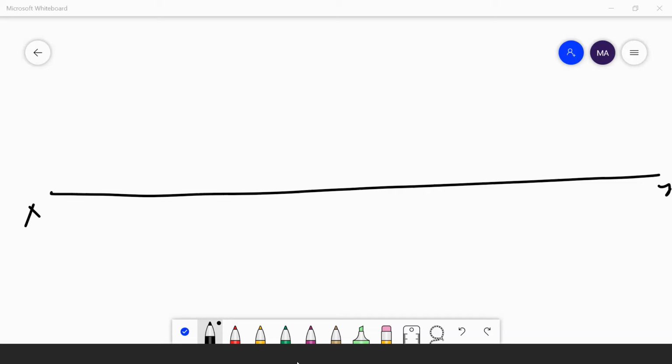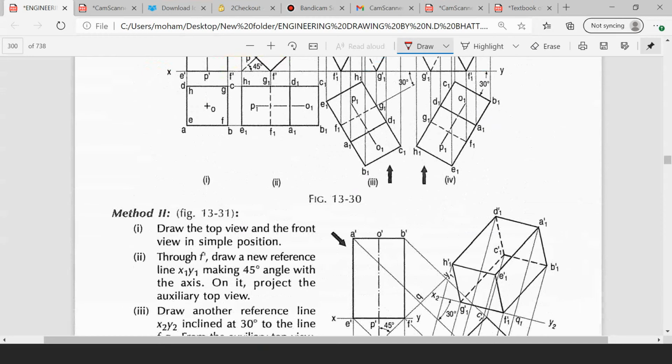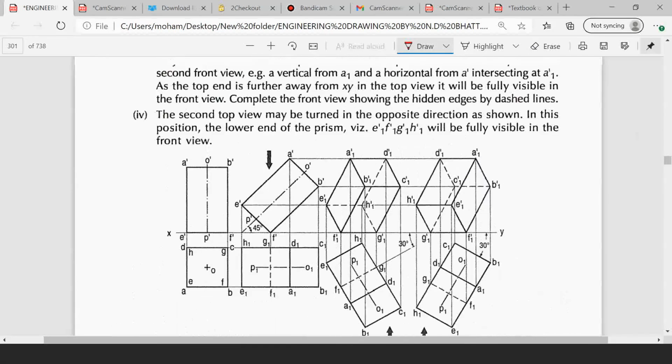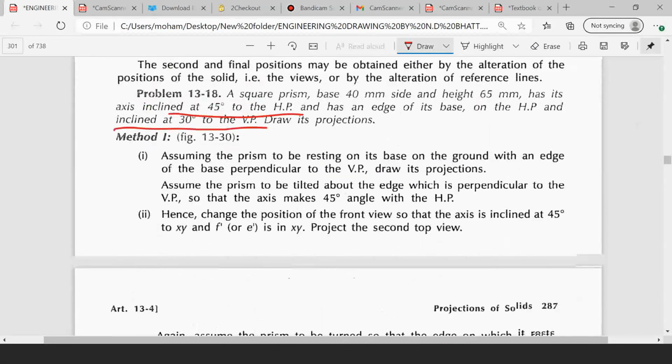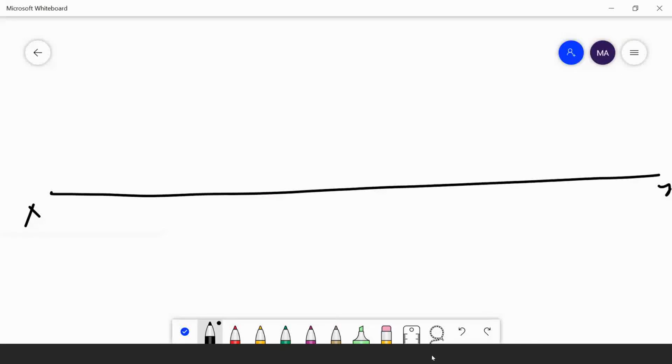Here he has given the side as how much? 40 mm side, and axis height 65 mm. I am taking the side as 40. It is resting on the edge, means it is resting on the side. So I am drawing the side here. Suppose if it is resting on the corner, then you have to take the point 45, 45, cut 40, 40, and draw like this. Understand? But he is saying that it is resting on the edge.